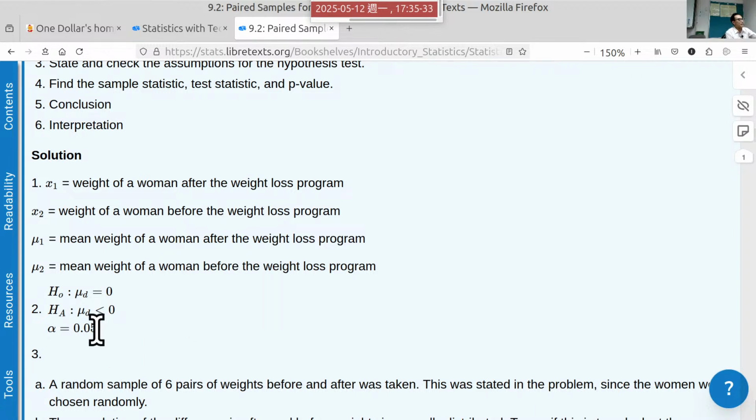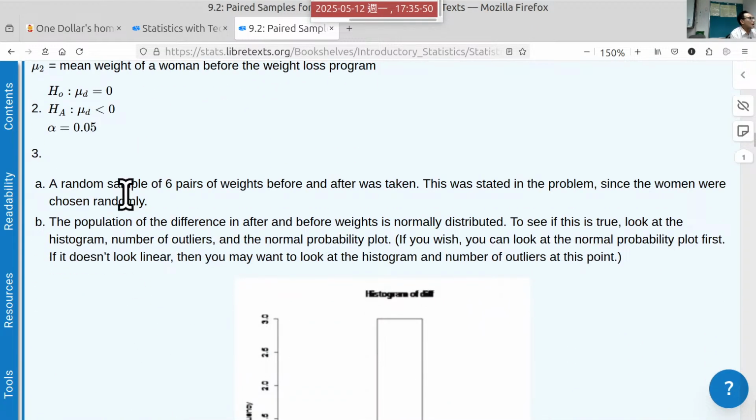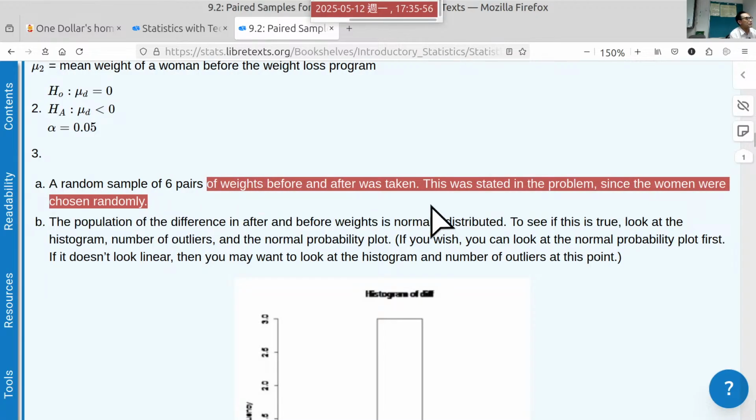And here, the null hypothesis: mu D is 0. The alternative hypothesis: mu D is smaller than 0. Alpha level 0.05. A random sample of 6 pairs of weights before and after were taken. This was stated in the problem.